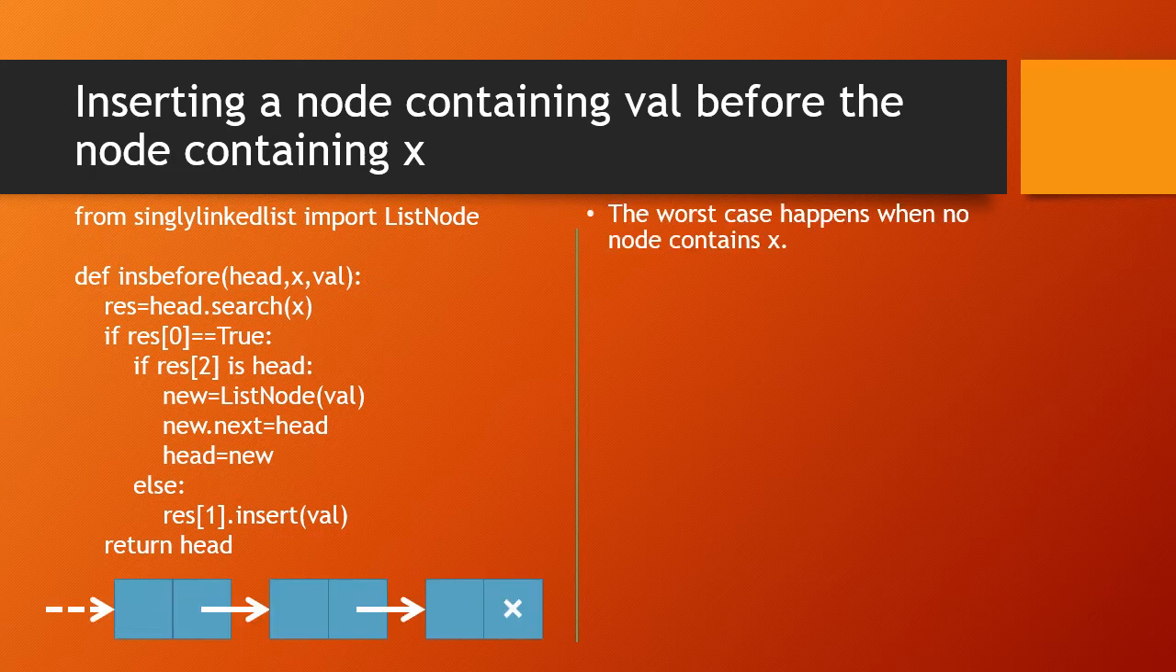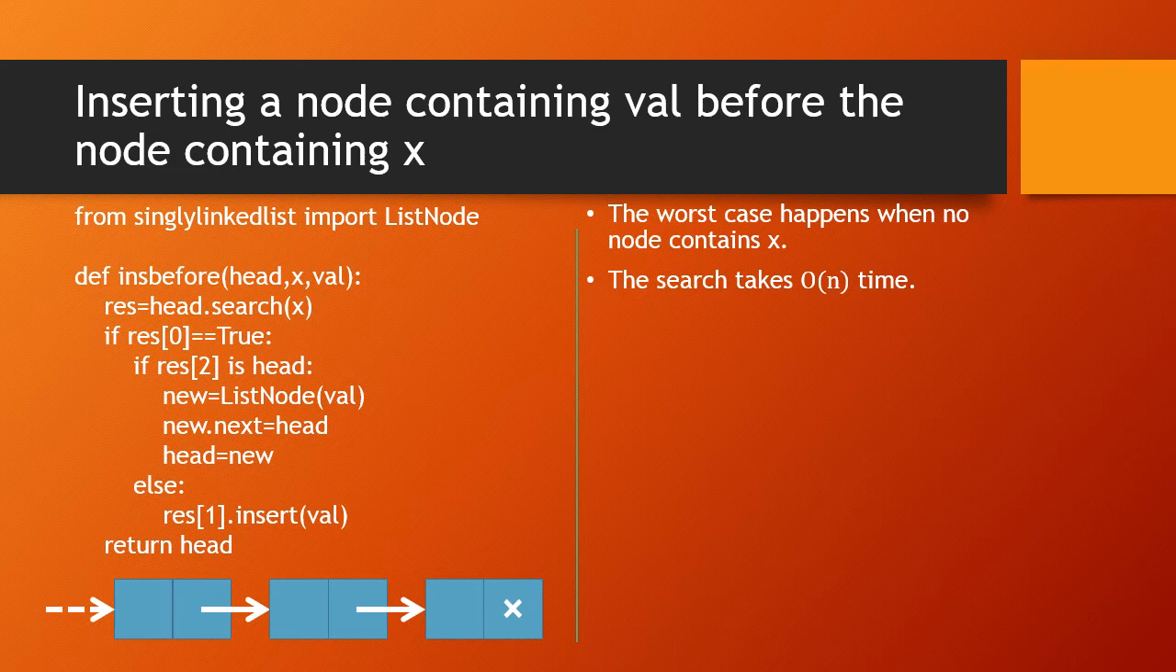Suppose that you have a list in which there is no node containing x. We say that this is the worst case. Why? Because in this case, the search function will have to go through as many nodes as there are in the linked list until it returns and tells us that there is no node containing x. So the search takes O(n) time.